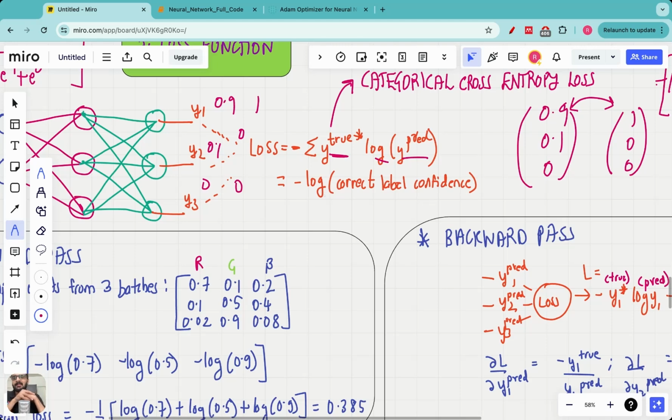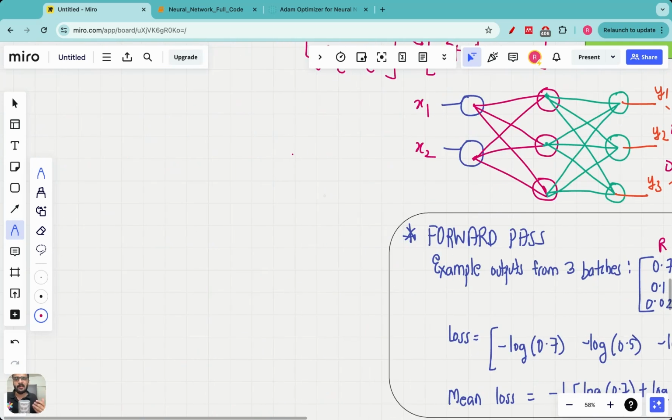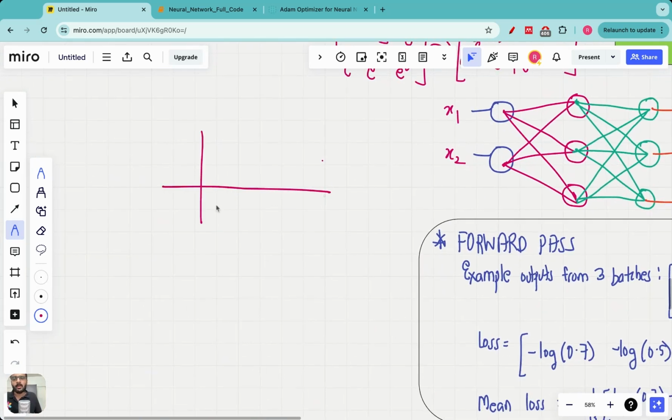And let's see why this makes sense. Now if y1, which is the correct label, had a value of 0.1, so if we only had 10% confidence in the correct label, the loss would be minus log of 0.1, which will be a very high loss. Whereas if you are 100% confident that y1 is equal to 1, then the loss will be minus log of 1, which is equal to 0, which means the loss is 0. That makes sense, right? Because the correct label was red, and if we had 100% confidence in the correct label, the loss should be equal to 0.